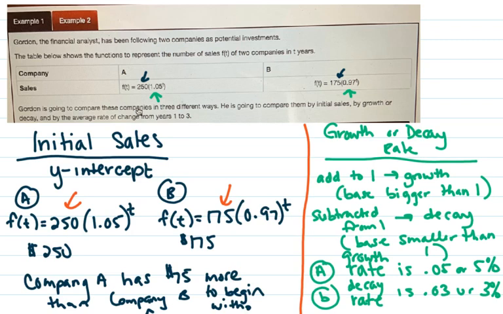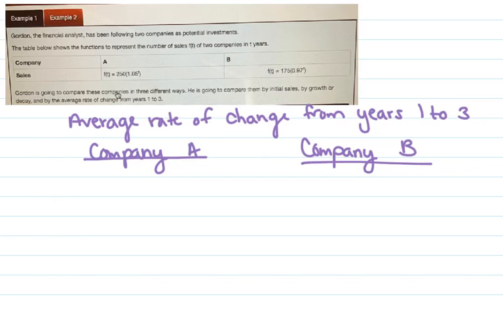Okay, so then it says we're also going to compare by the average rate of change from years 1 to 3. So I'm going to actually go to the next page to just save some room. Okay, so we're looking at the average rate of change from years 1 to 3. And we're going to look at company A and company B separately. And so to find our average rate of change, we're using y2 minus y1 over x2 minus x1. And remember that your years are your x values. So this is your x1 and this is your x2. And so we're going to need to find our y1 and y2 to be able to plug into the formula.